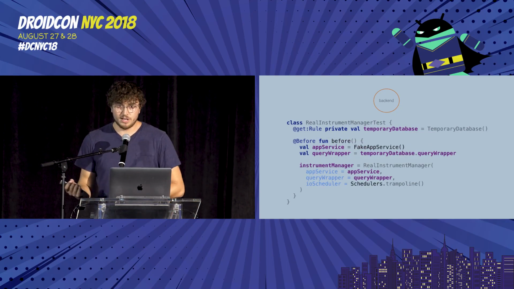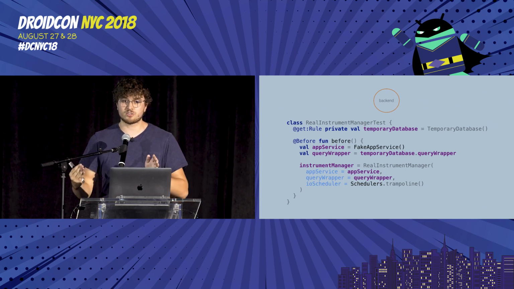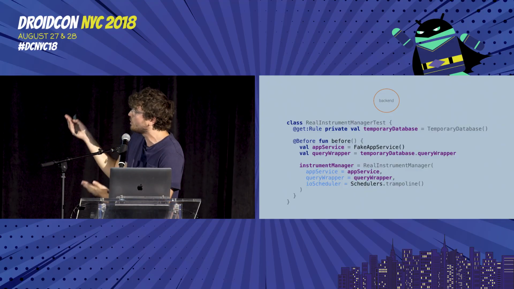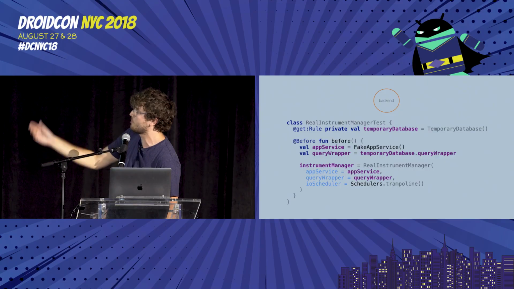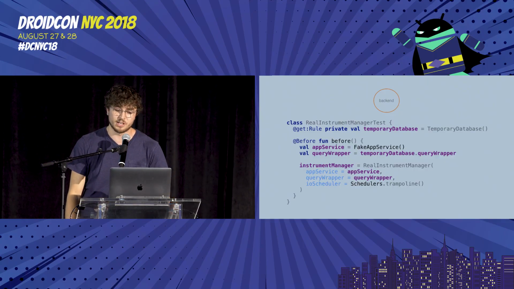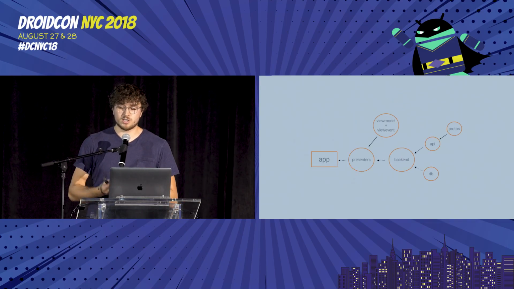And then probably the really nice part about this is that it's super easy to test. Now you have this very concise class, RealInstrumentManager, and you can write a test for that, and you can use fakes for everything else. So you're only testing the RealInstrumentManager here. We have a fake app service and a temporary database, which is going to be running in memory instead of on a device.